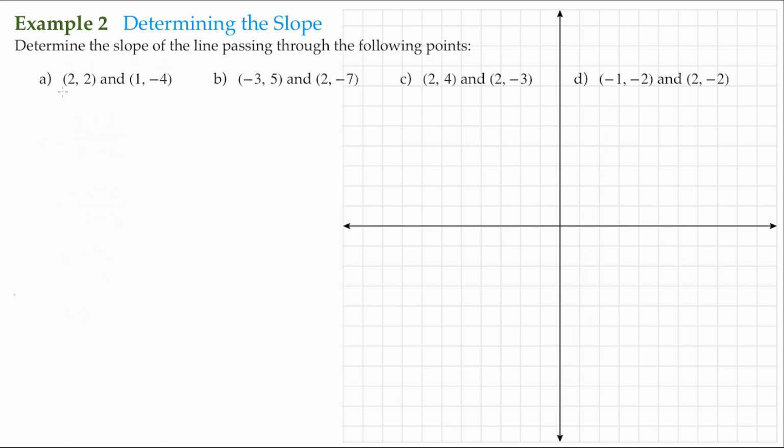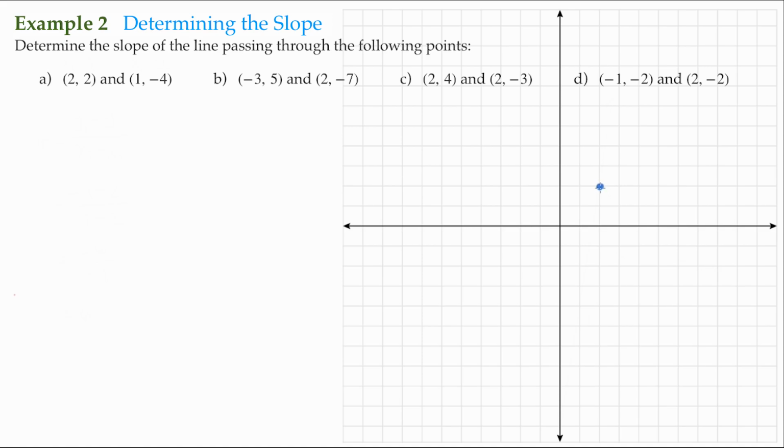For A, we have the coordinates (2, 2) and (1, negative 4). And if a line was to pass through these 2 points, what would be the slope of that line? So I'm just going to graph these points here. Here's (2, 2). So I'm going to go over 2, 1, 2, if this is the origin here, and then up 2.